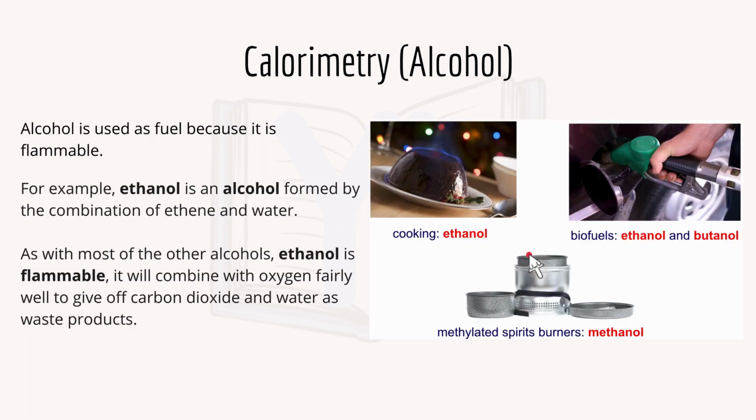Then we'll move on to alcohols as a fuel. Alcohol is used as fuel because it is flammable. For example, ethanol is an alcohol formed by the combination of ethene and water. As with most of the other alcohols, ethanol is flammable, so it will combine with oxygen fairly well to give off carbon dioxide and water as waste products in combustion. And this process is called complete combustion, as we talked about in organic chemistry. Alcohols have different uses: for cooking we have ethanol, for biofuels we have ethanol and butanol, and for spirit burners we have methanol.